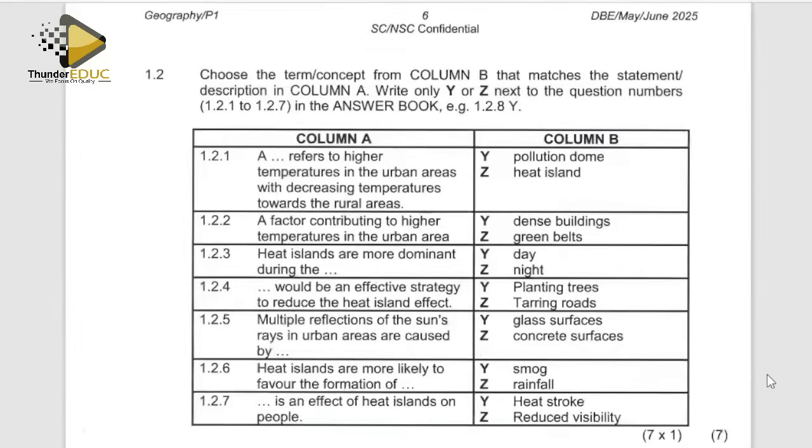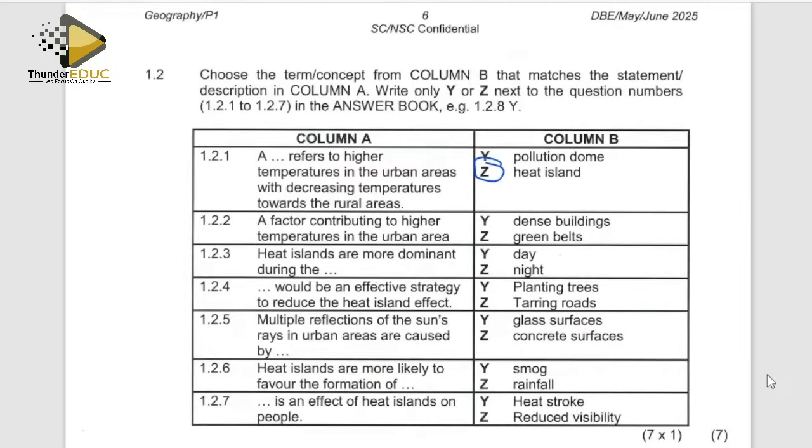The next question is based on a matching column question. A dash refers to higher temperatures in the urban areas with decreasing temperatures towards the rural areas. Right, what we are saying here is that when we have a situation of an urban area with higher temperatures compared to the surrounding rural areas or the countryside, that situation is what we call a heat island. Whenever we're talking of temperature difference between an urban area and the surrounding countryside, remember, we are relating to temperature, and the temperature gives us a heat island.